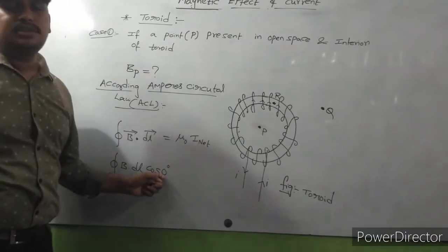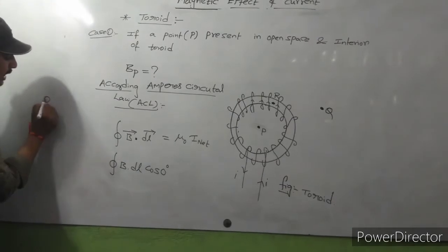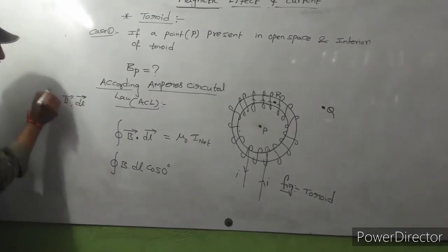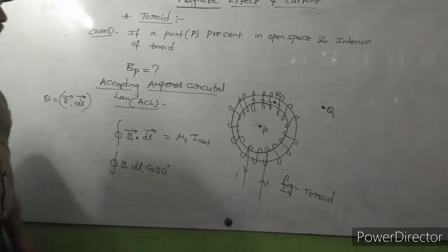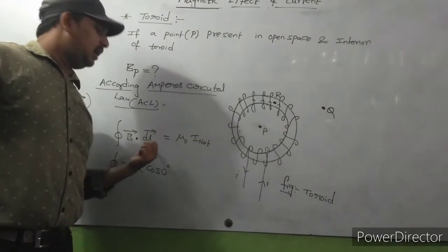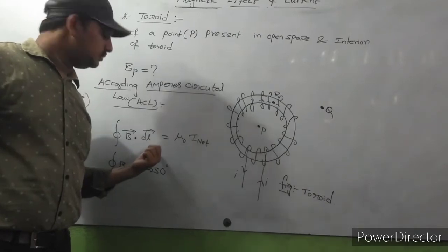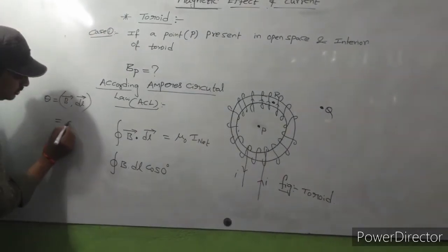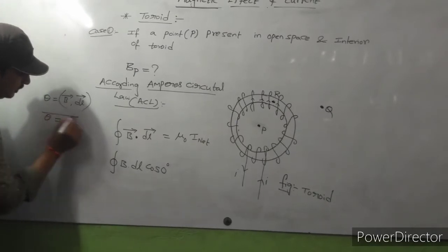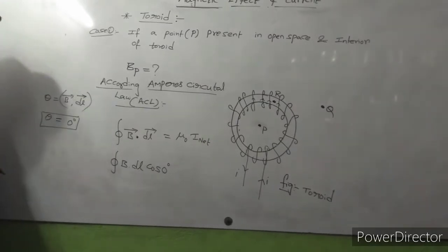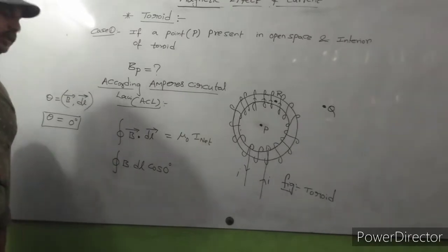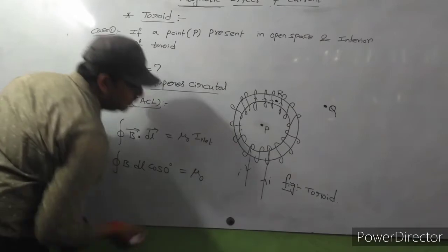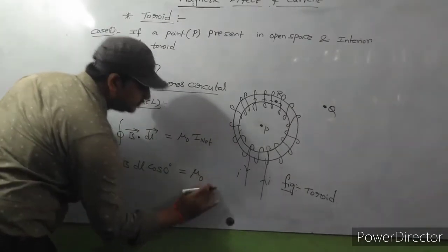Why is this theta value 0 degrees? Here theta is the angle between B bar and dl bar, that is, between the magnetic field vector and the dl vector. The angle between the magnetic field vector and the dl bar vector is 0 degrees here, cos 0. Then we get mu naught into I net.